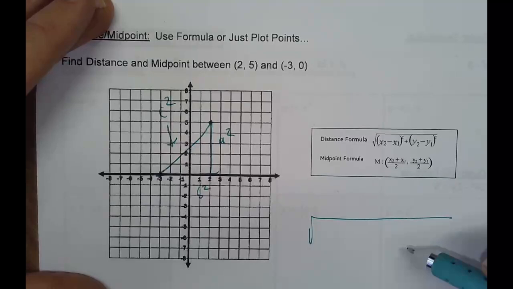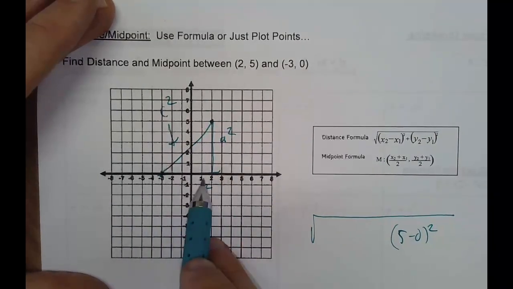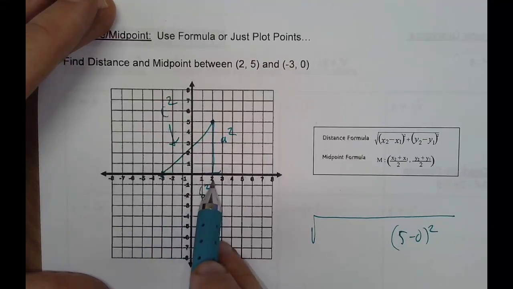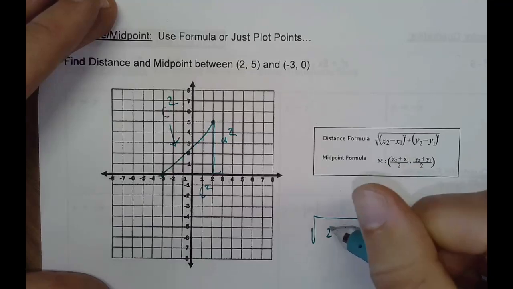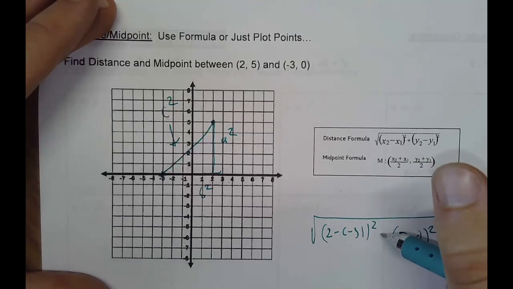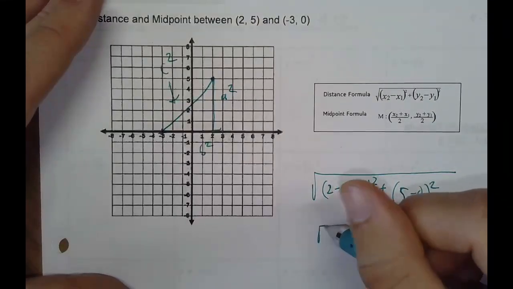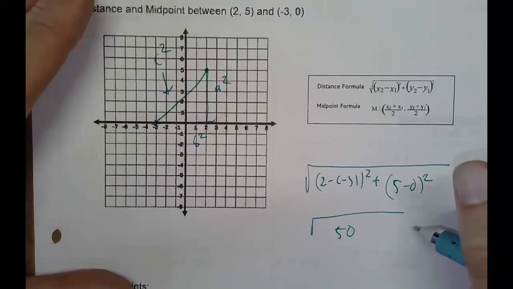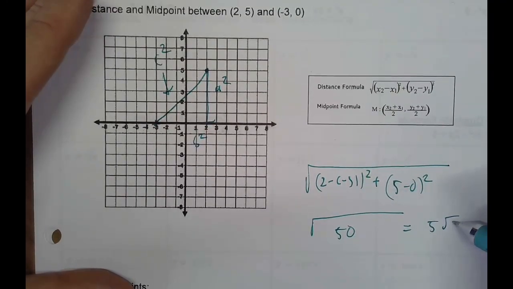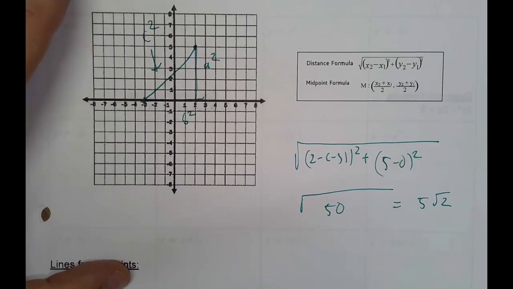We can set up this here. So 5 minus 0 squared. This b is x2 minus x1, which is 2 minus negative 3 squared. And so this comes out to root 50. And root 50 is the same as 5 root 2, right? Because it's root 25 and root 2. 5 root 2. That's your distance.